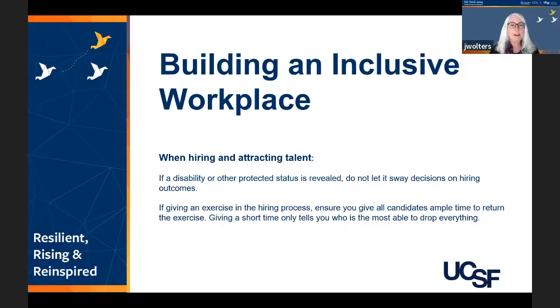For example, maybe your hire does not have their own computer and they must go to a public library for computer access. Or also maybe they just can't take time off from their current job. So other parts of human life and experiences, keep that in mind. Giving a short time for an exercise only tells you who is the most able to drop everything.